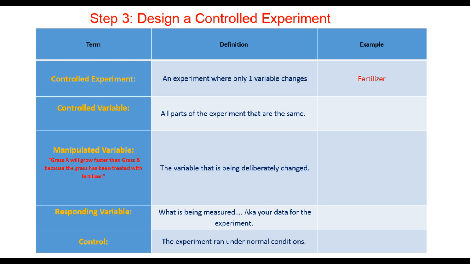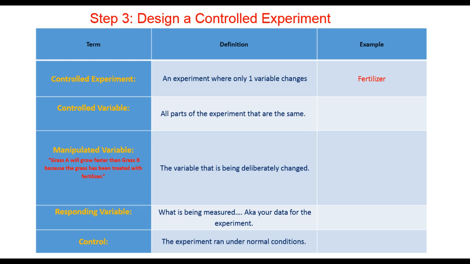Step three is to design a controlled experiment. A controlled experiment is an experiment where only one variable changes. In this example, our one variable that changes is the fertilizer. One plant is receiving fertilizer, the other one is not.